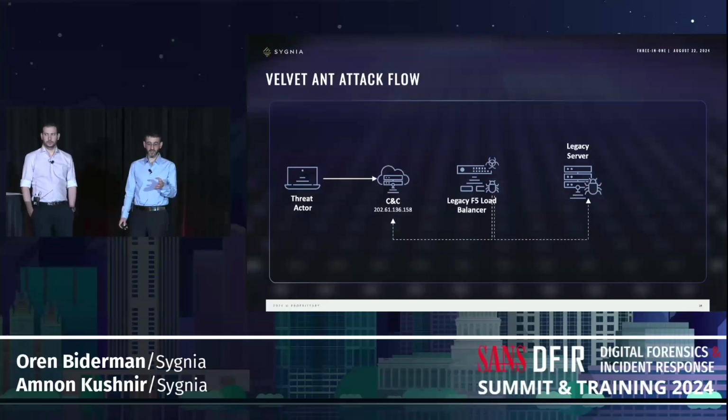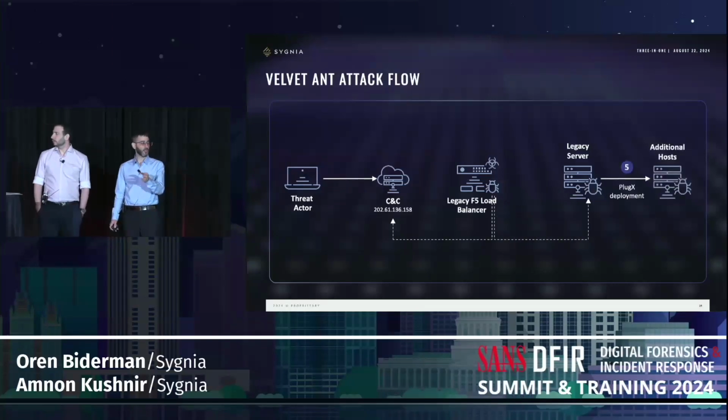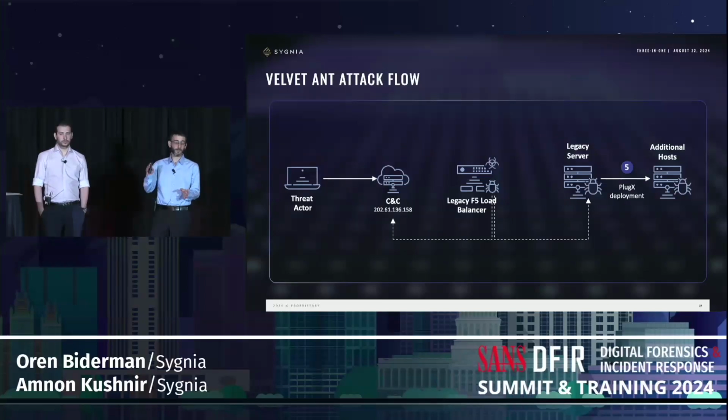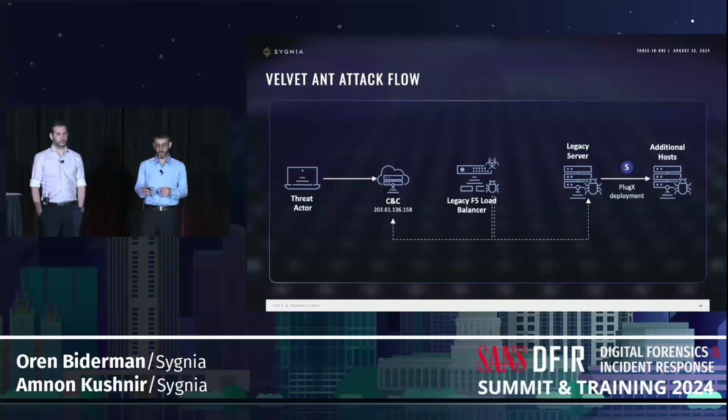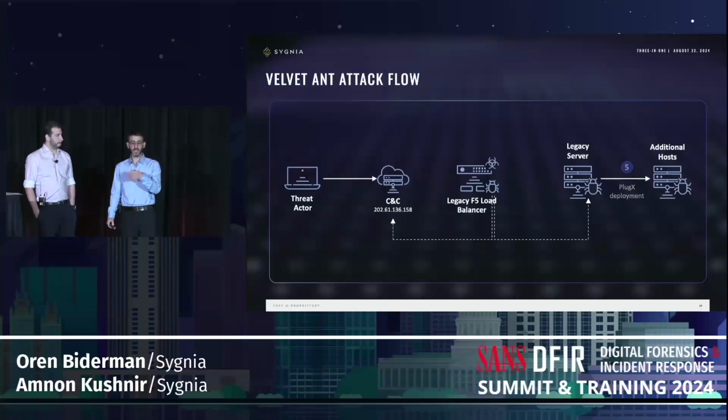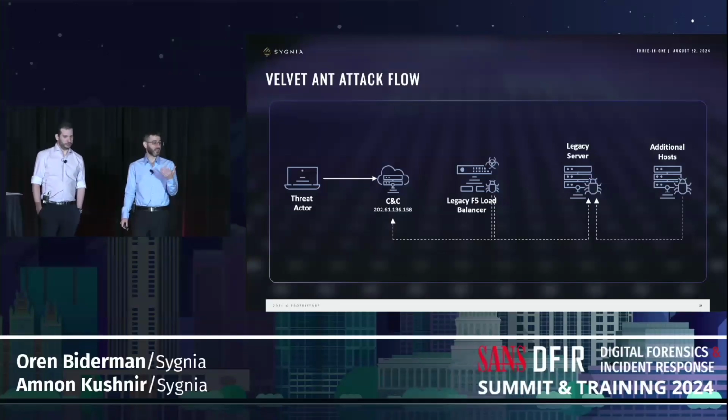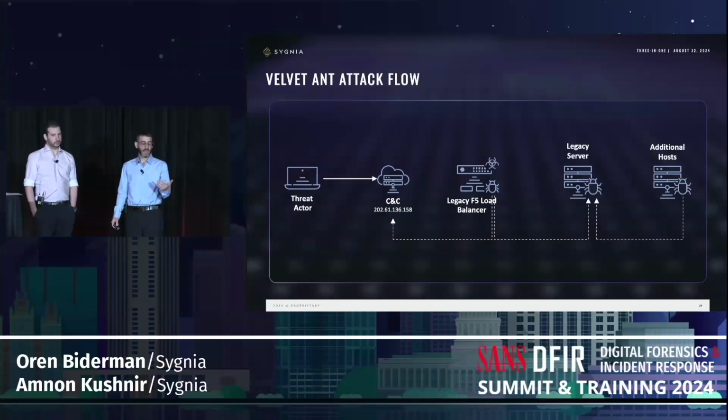From the legacy server, they compromised new hosts in their environment and deployed plugix. Now, this is the point in which our alerts started to trigger, because while the legacy server was not monitored, the rest of the network was monitored, and we had alerts that being triggered. Now, once a new host was infected with plugix, it would connect back to the legacy server and use it as its internal CNC server, allowing the threat actor to remotely access it.